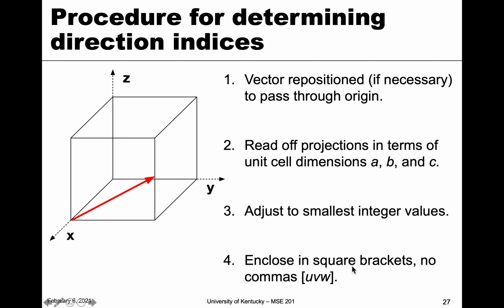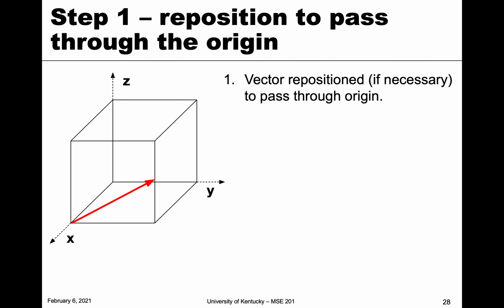And then again, you enclose in square brackets and no commas. So the generic form here is [UVW], where U, V, and W are those fractional projections in terms of a, b, and c. So that's how we write a direction. All right, so let's go through the example that I showed you in the previous slide.